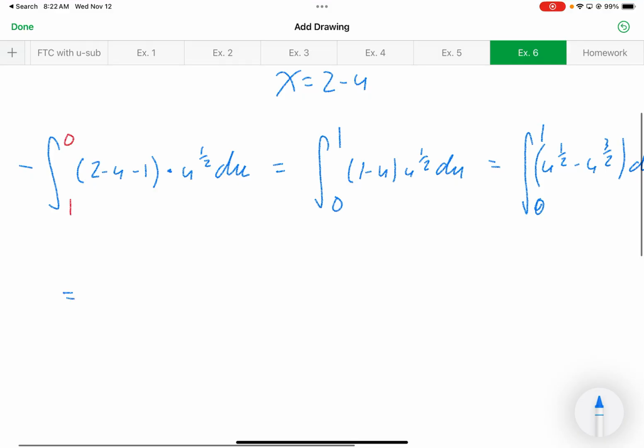I'll move back over here. All right, so then u to the 3/2 is what our first term will be. So let's multiply that by 2/3. And then minus u to the 5/2. So let's multiply that by 2/5. And then evaluate that from 0 to 1.